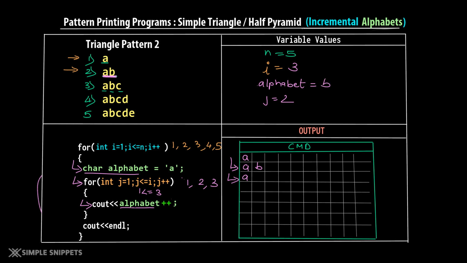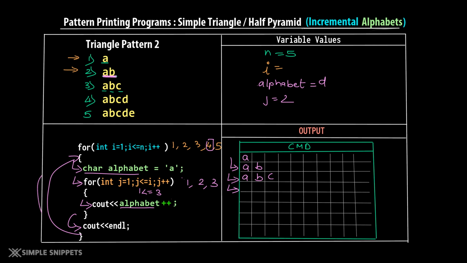For the second iteration, you'll again print alphabet plus plus. So 'b' is going to be printed and the alphabet value will become 'c'. For the third iteration, you'll say alphabet plus plus. So 'c' will be printed and the alphabet value will become 'd'. So after 3 iterations, the inner for loop will stop working. You'll come outside. You'll say cout endl, come onto the new line. Then again go at the start of the for loop. i will now become 4. And you get the idea, right?